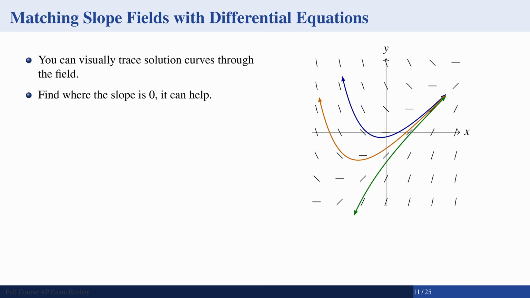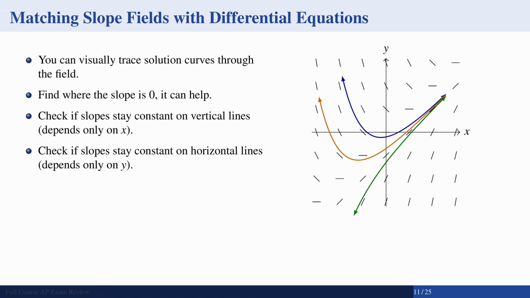I often will just look for where the slope is equal to 0, because if I can figure out the slope is always 0 when x is equal to 2, I look at all the slope fields and see which one has 0 slopes everywhere x is 2, for example. You can see if the slopes stay constant on vertical lines. If moving up and down does not change the slope at all, that means your differential equation does not have a y in it. On the other hand, if moving left and right along horizontal lines doesn't change the slope, that means that x is having no impact, which means the differential equation only has y in it.